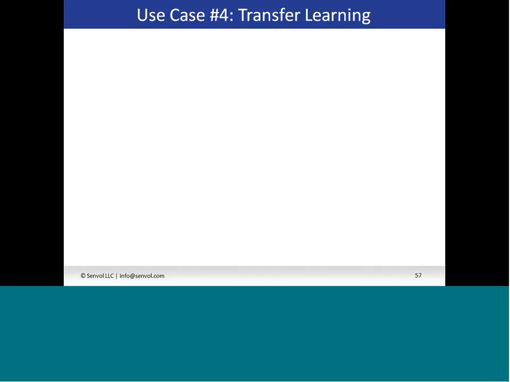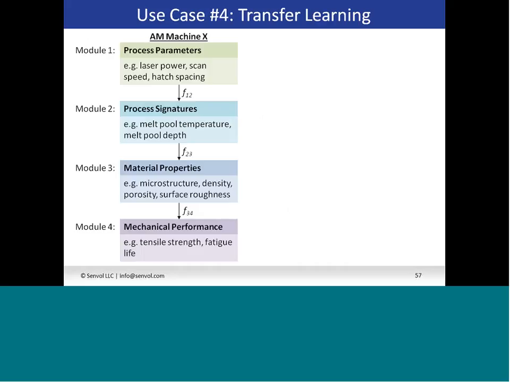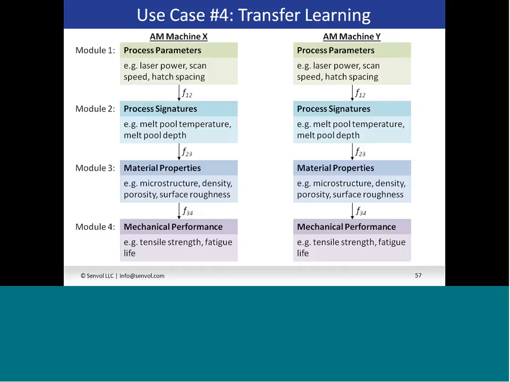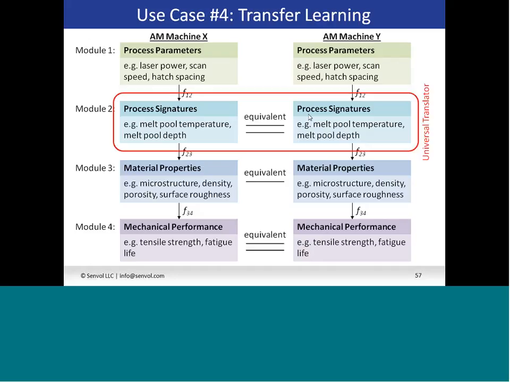The other concept of transfer learning that is really important is, imagine you have 2 different machines, machine X and machine Y. If you are getting equivalent process signatures, if you're getting equivalent module 2 data from these 2 different machines, that should mean you're getting equivalent material properties, which should mean you're getting equivalent mechanical performance. So the way we think of it is we actually view module 2 data, we call it the universal translator. And this is really important because for the Navy, they want to be able to produce the same part on 2 different machines and know they're going to get equivalent results.